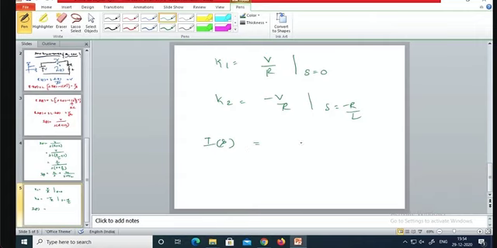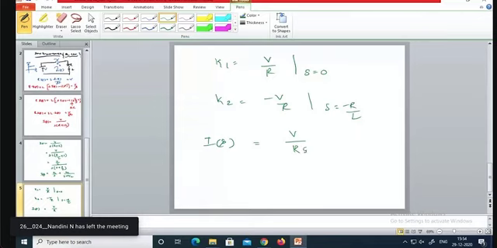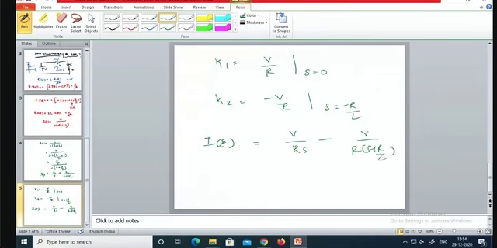The first expression, I of S is equal to V by R into S, minus V by R into S plus R by L. So this is the expression for you. And if you take the Laplace inverse, you will get V by R into 1 minus e power minus R by L into t. So this is the expression for current or the response using Laplace transform method. So I have used Laplace transform method.